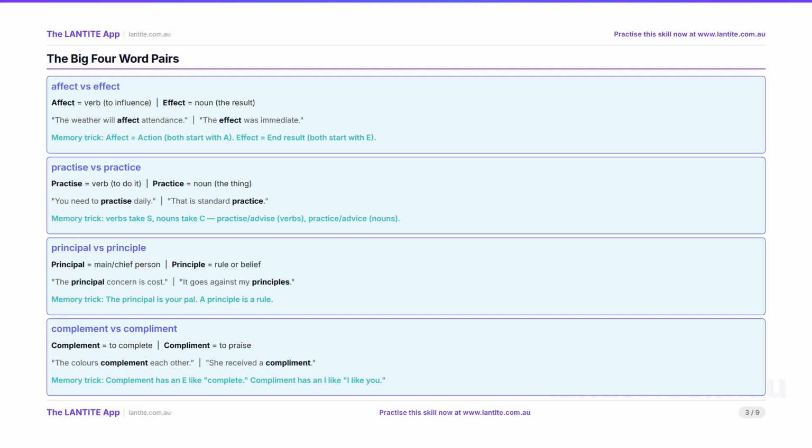Second, practice versus practice. In Australian English, practice with an S is the verb, and practice with a C is the noun. You practice your skills. That is standard practice. The trick, verbs end in SE. You practice and you advise. Nouns end in CE. A practice and some advice.